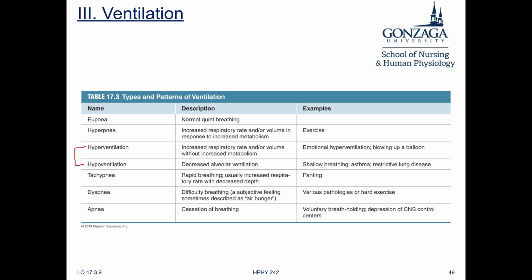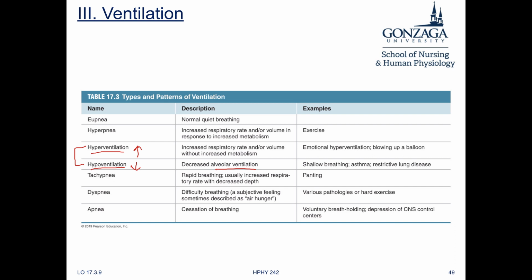So hyperventilation and hypoventilation. Hyperventilation is when the rate of breathing has increased, and hypoventilation is when the rate of breathing has decreased. Hyperventilation is just an increased respiratory rate and/or volume without an increase in metabolism. We'll cover that more in the next chapter as well. Hypoventilation is just a decreased alveolar ventilation. You're not getting enough oxygen or gas exchange, I should say.